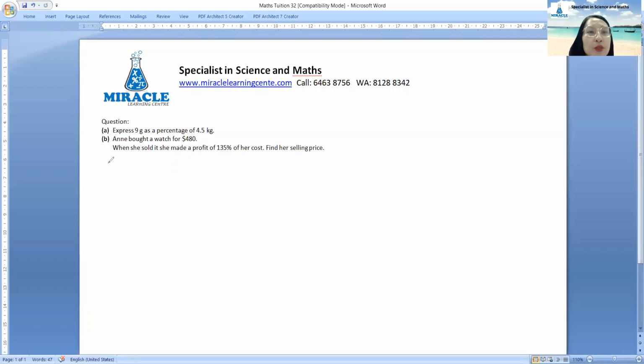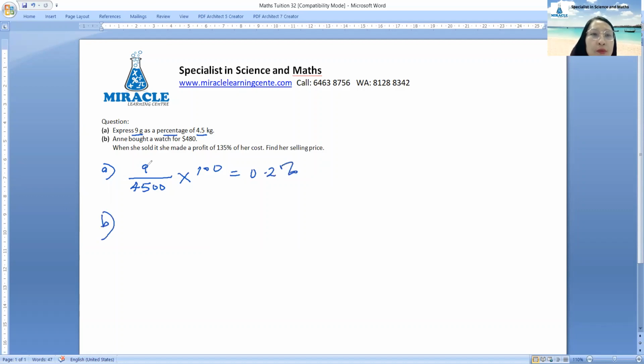Let us look at this maths question. A, we have to express 9 grams as a percentage of 4.5 kg. So it's actually 9 grams over 4.5 kg, we convert to grams, which is 4,500 grams, times 100 because they want a percentage. So you multiply by 100, that will give us 0.2%.